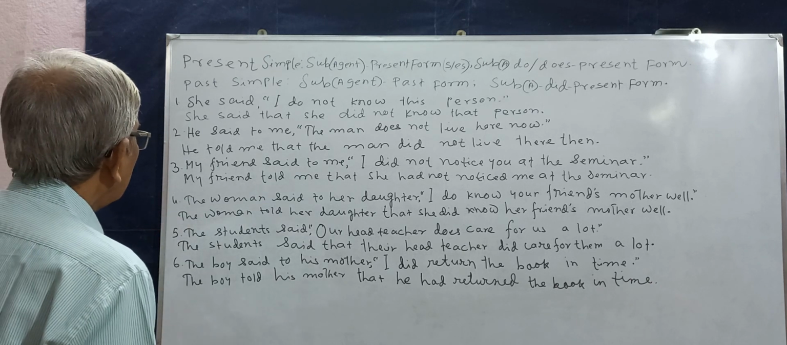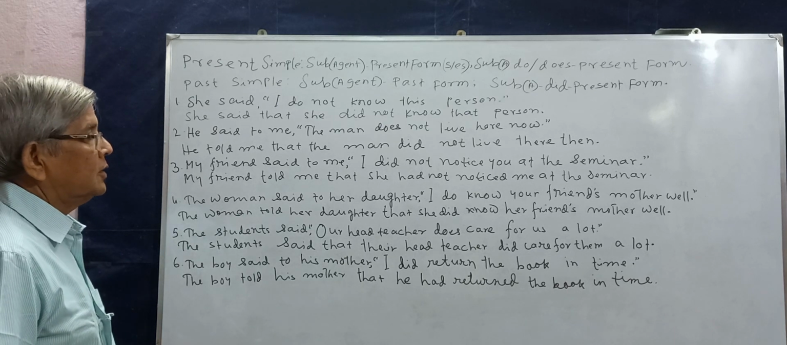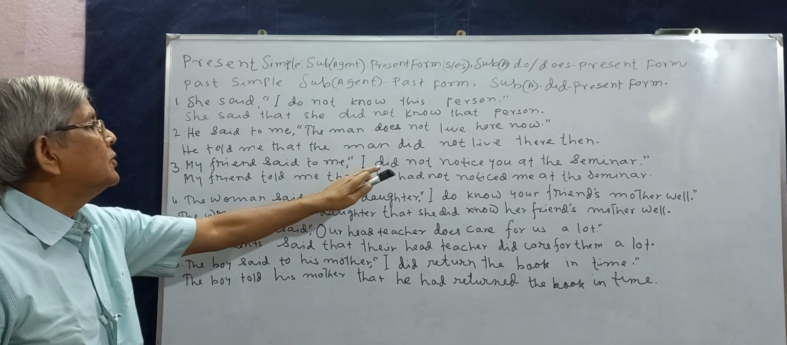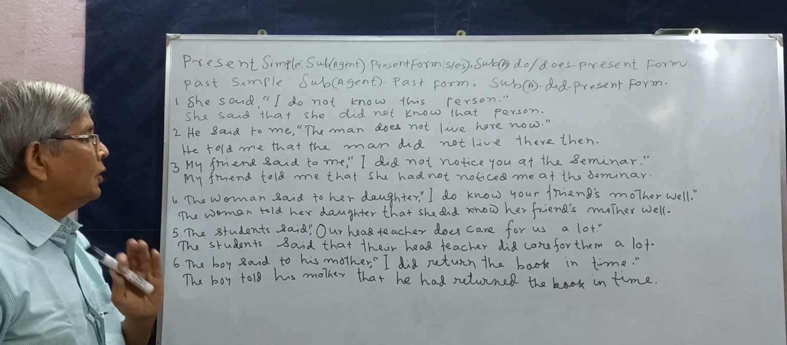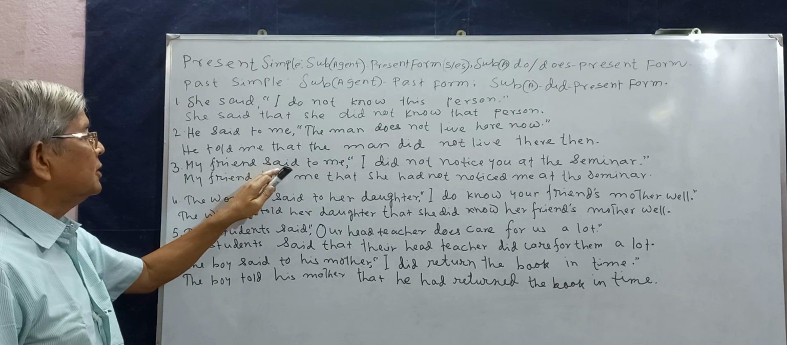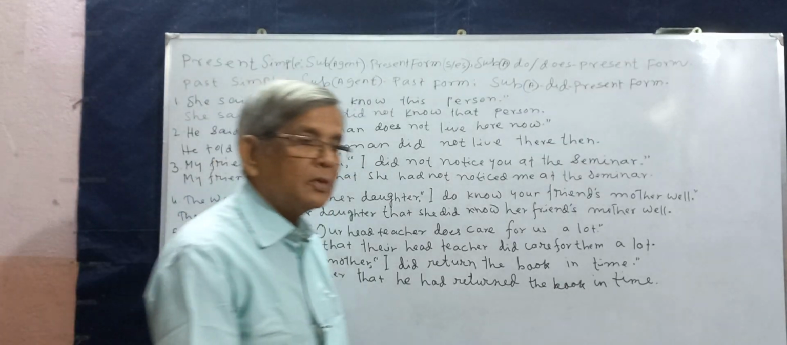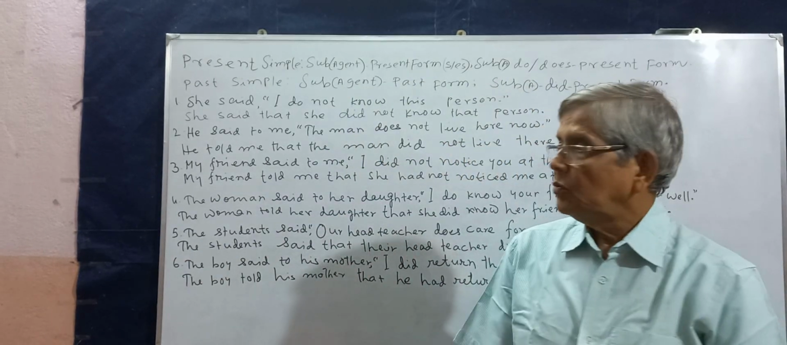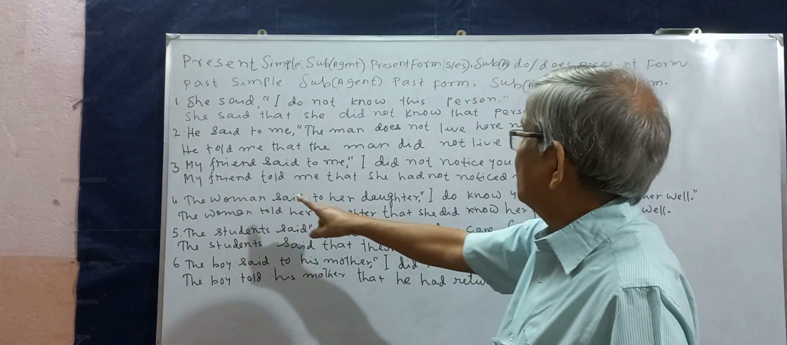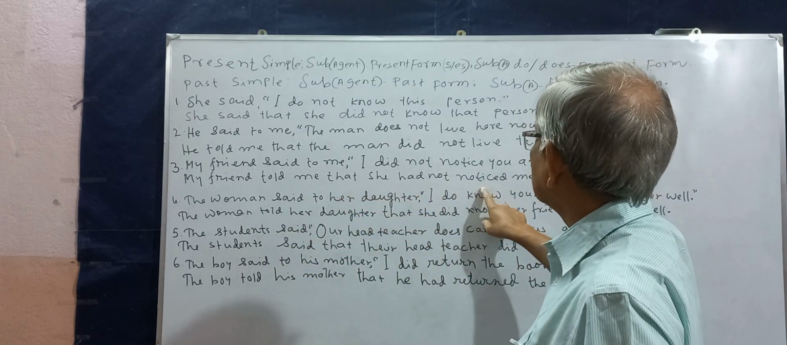Number 3, my friend said to me, "I did not notice you at the seminar." Here we get did in the direct speech. And we know that when the verb of reporting is in the past tense, we have to change the past simple tense into the past perfect tense. So the sentence is, my friend told me that she had not noticed.